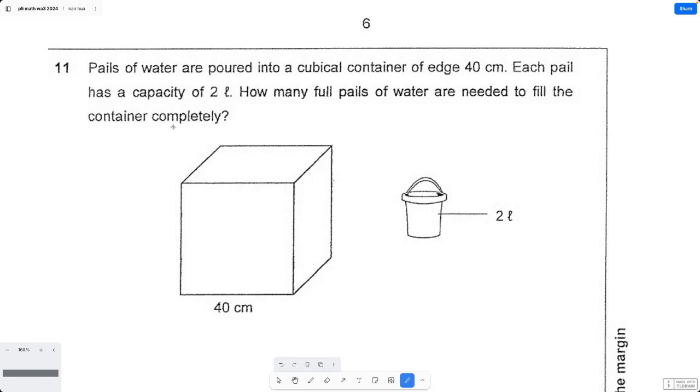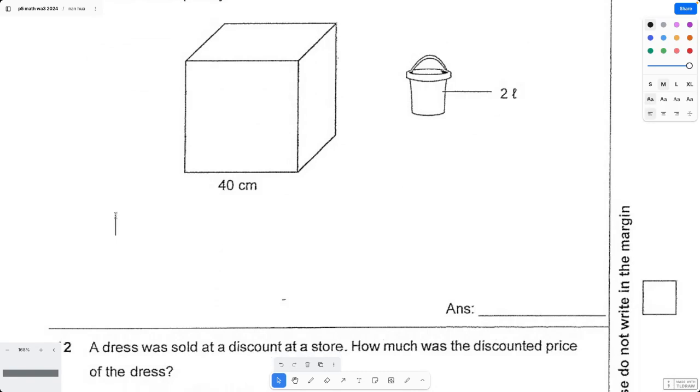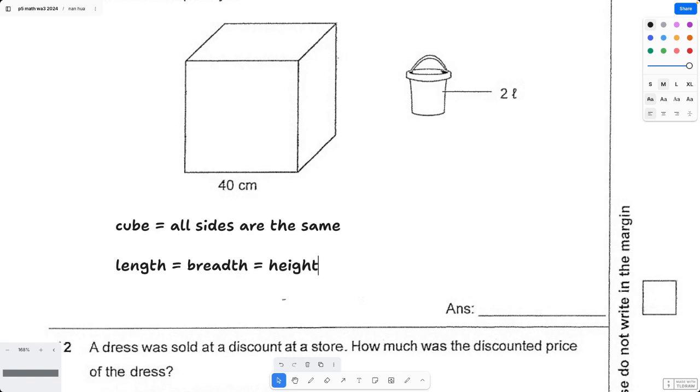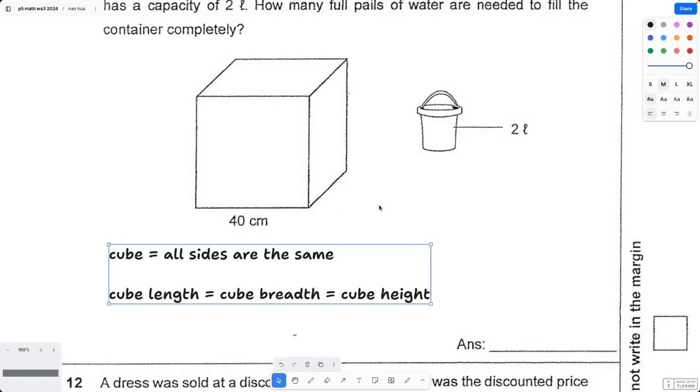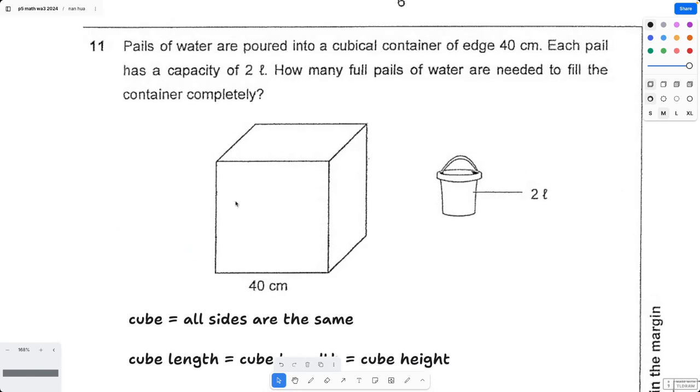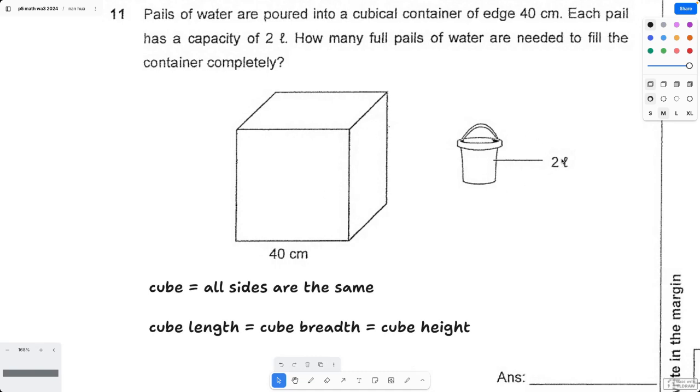Okay, so the property of a cube is basically, I'm going to write it down here. Cube means all sides are the same. So that means length is equal to breadth is equal to height. Cube length is equal to cube breadth is equal to cube height in this sense, right? So what we need to do is get the volume of the cube, and then we divide it by the 2 liters over here.